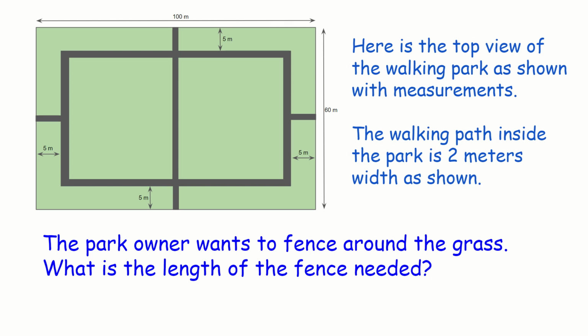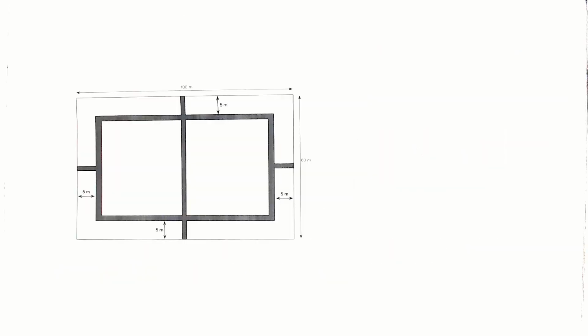So the shape problem is, here is the top view of the walking park as shown with measurements. The walking path inside the park is 2 meters wide as shown. The park owner wants to put a fence around the grass. What is the length of the fence needed? To find the length of the fence needed, we have to add these, right?